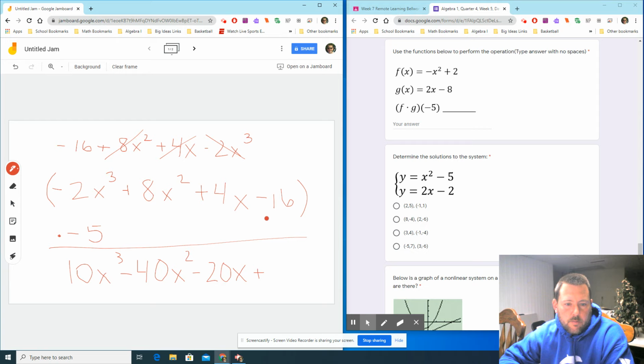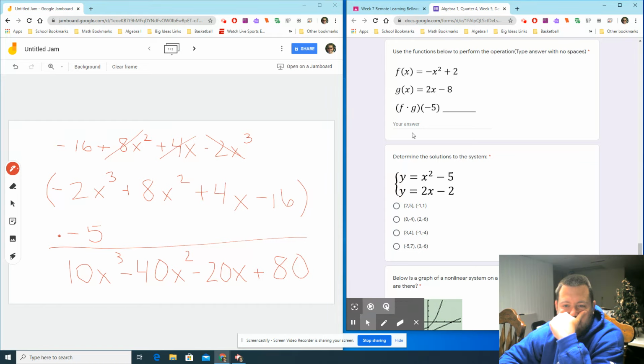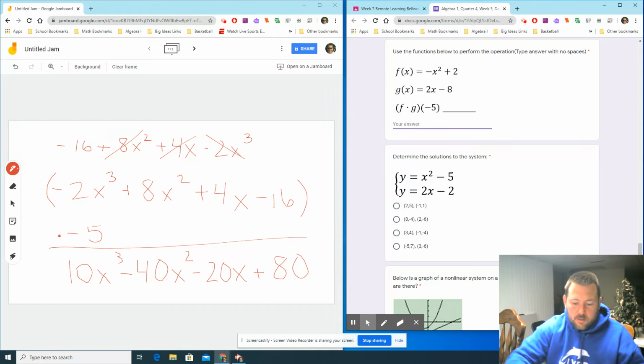I don't know, 50 and another 30, so 80. All right, so then we're going to have to type that in. Shift 6 to do exponent there for you. 3, no spaces on any of this. Negative 40x, shift 6, squared, negative 20x, and positive 80. Okay, so that's how you would type in your answer on that one if you were struggling.